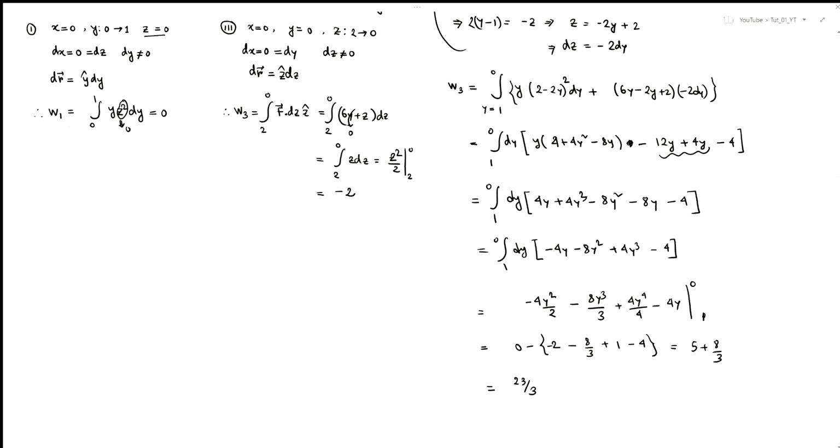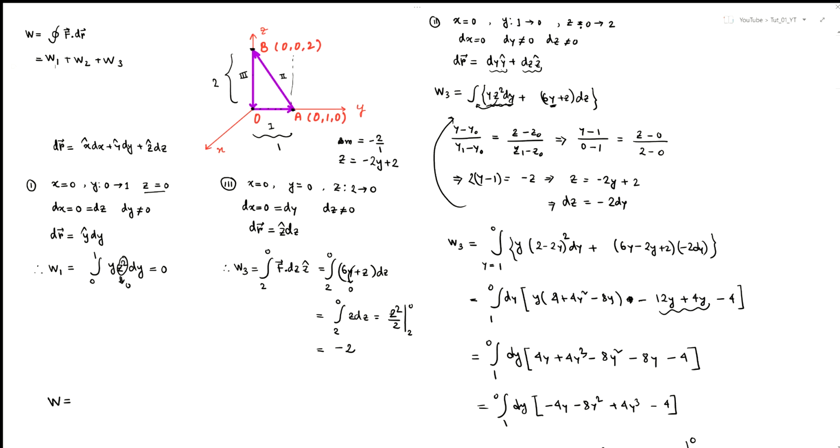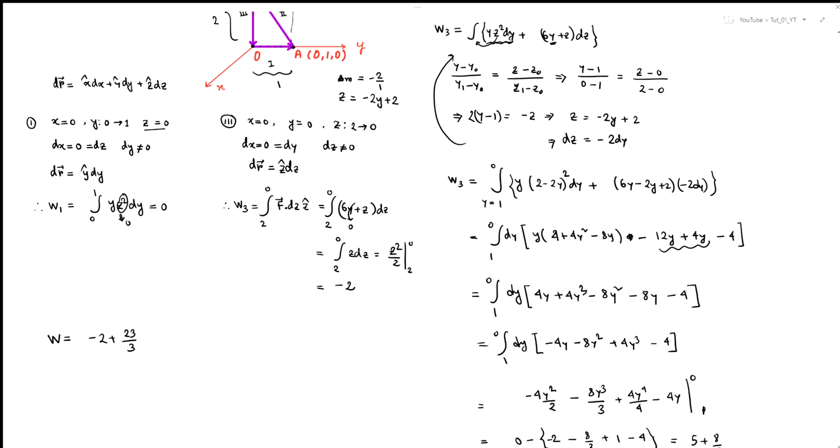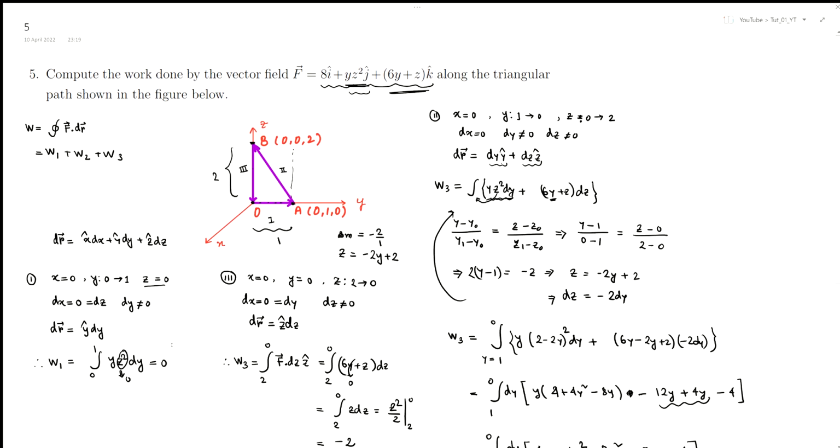So we have got our total work done, which is W1 plus W2 plus W3 equal to minus 2 plus 23 by 3. This is 17 by 3. So this is how you can solve this question number 5.